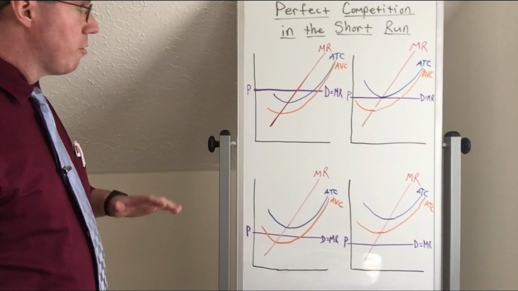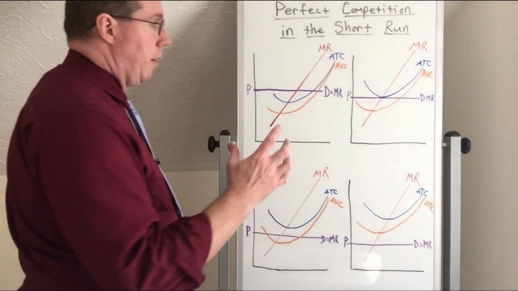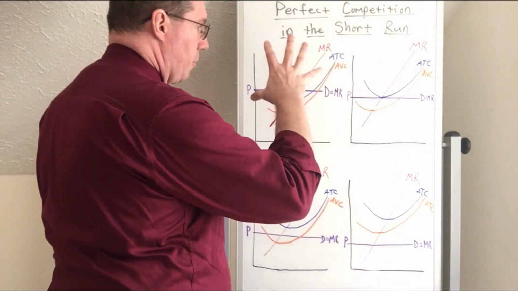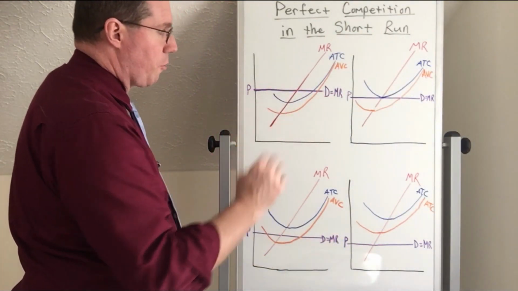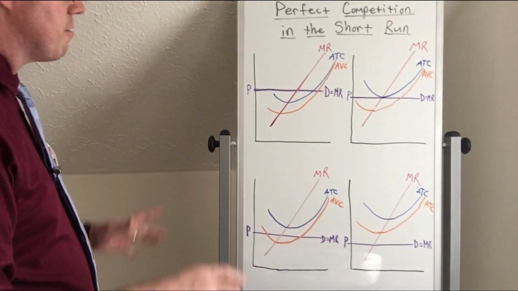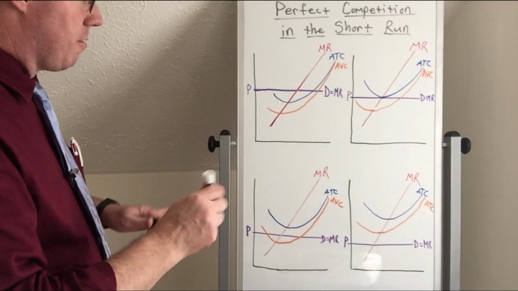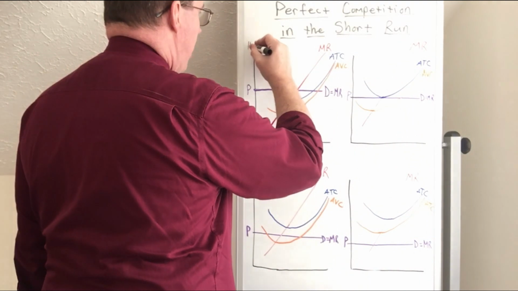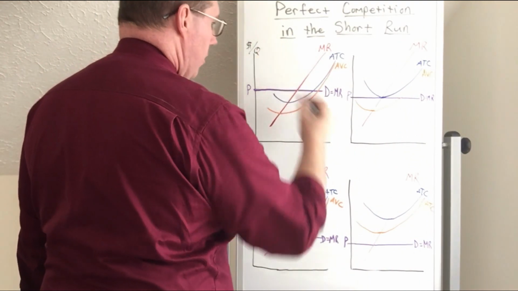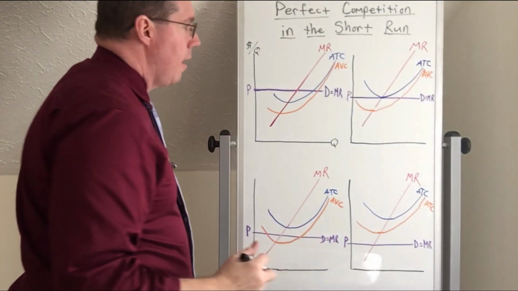Okay, so we're going to go kind of clockwise here. We're going to start here and move this way, and this way, and we're going to identify each one of these 4 situations as one of those 4 circumstances. Okay, so let's start up here. We have dollars per unit, and we have quantity down here.